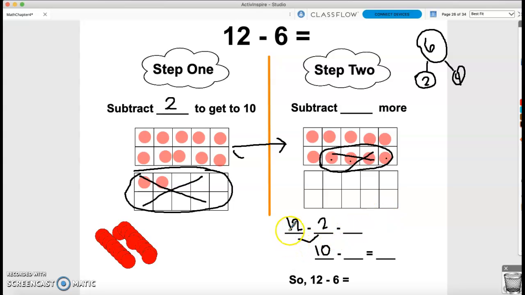So I'm going to subtract 12 minus the 2 here, minus the 4 right here. So we said that 12 minus 2 made it 10, minus we still have our 4, and 10 minus 4 equals 6. So 12 minus 6 equals 6.